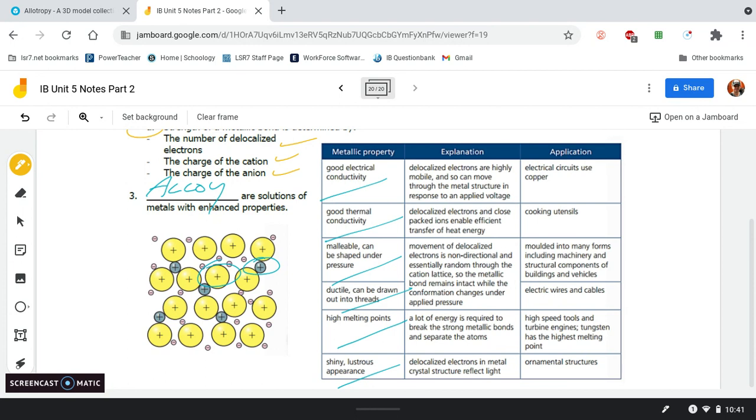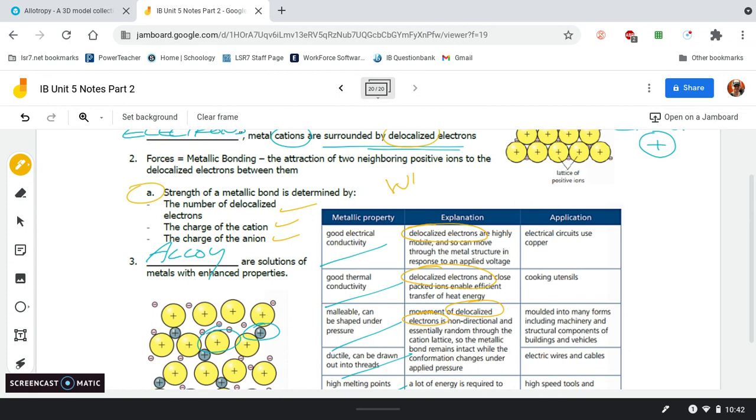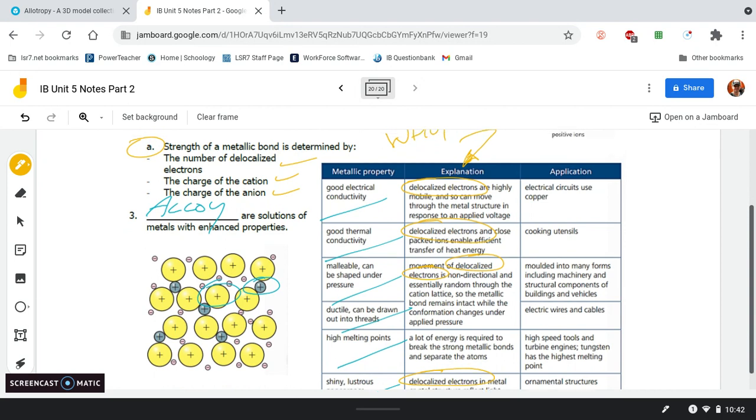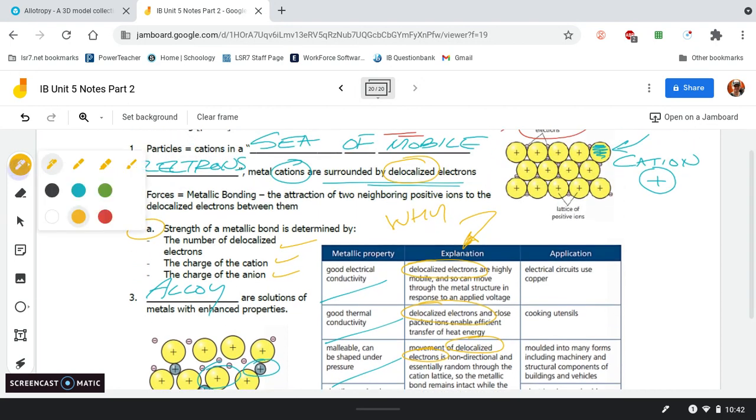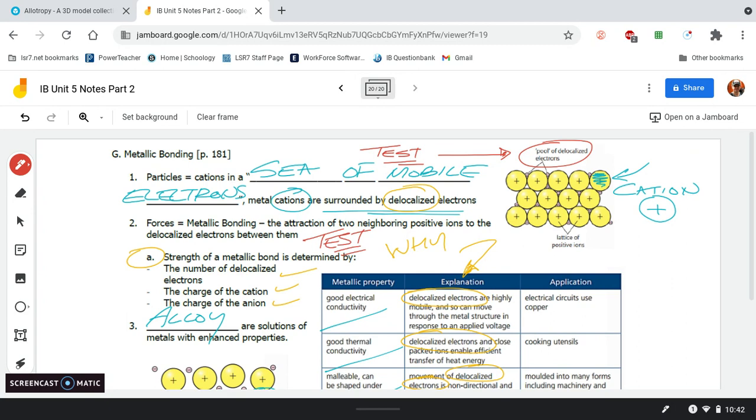Why do they conduct electricity well? Delocalized electrons. Why do they conduct heat well? Delocalized electrons. Why can you make them into shapes? Delocalized electrons. You guys start to see a pattern here, right? If you are asked a why question on the test, it's always going to be from the delocalized electrons. So try to remember some properties for the test and just be able to answer the why with the delocalized electrons, and you'll be fine on metallic bonding. There's usually one question on a test. It's not usually particularly significant.